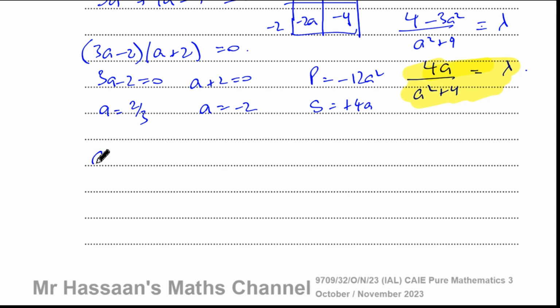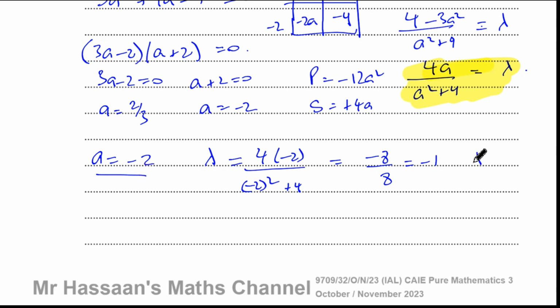Okay, so let's start off with a equals negative 2. That's a bit simpler. So when a equals negative 2, lambda is equal to 4 times a over a squared plus 4. So it's 4 times negative 2 over negative 2 squared plus 4. That gives you 4 times negative 2 is negative 8 over negative 2 squared is 4, 4 plus 4 is 8. So that gives you negative 1. All right, so that's one pair of values. When a is negative 2, lambda is equal to negative 1.